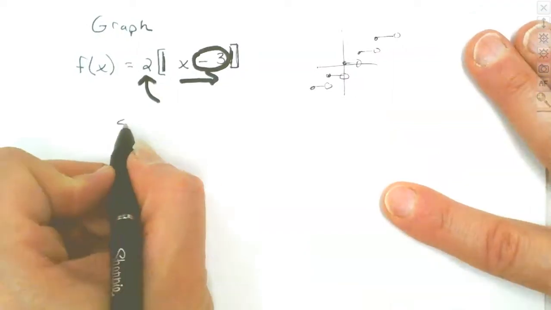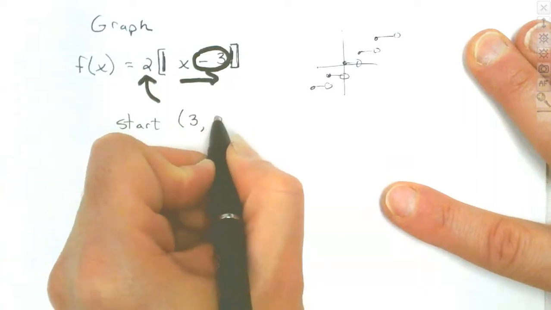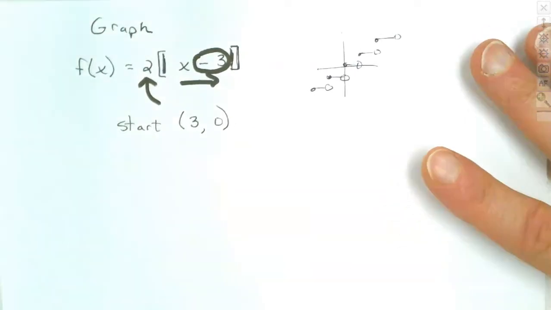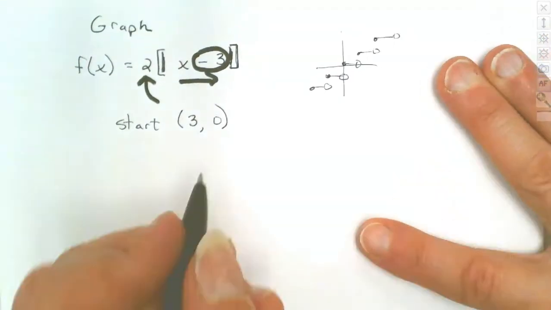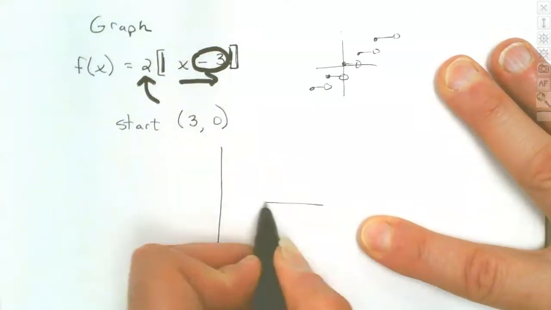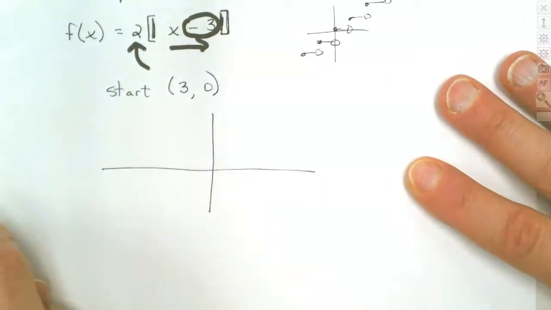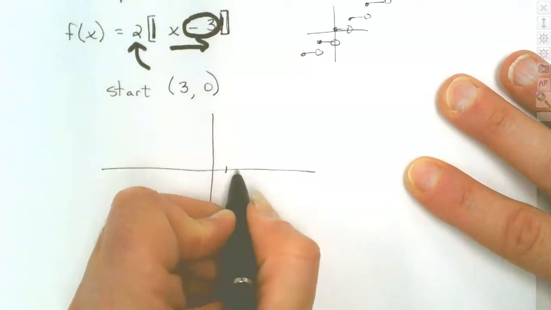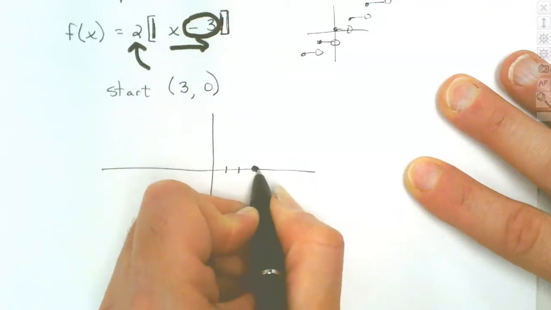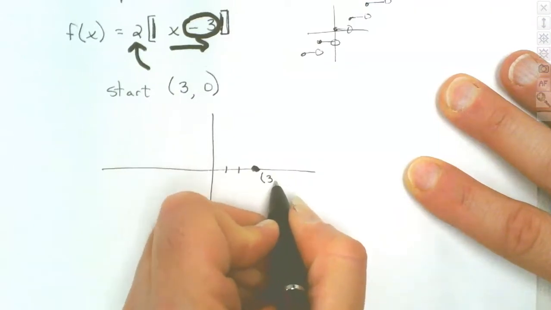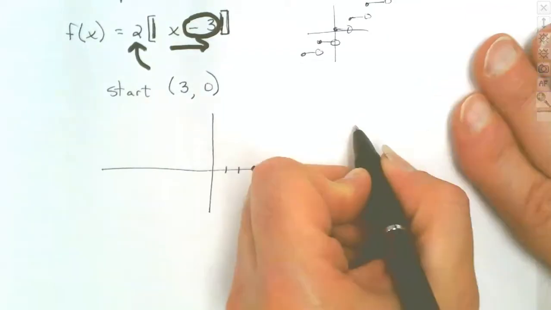Where are we going to have to start? We're going to start forward 3 units, and we're not going up or down any. So that's going to be started at now 3, 0. So we're going to start it at 3, 0. So that's going to be forward now 3 units. And we always start with a closed circle. Now, what's in front? 2 over 1.